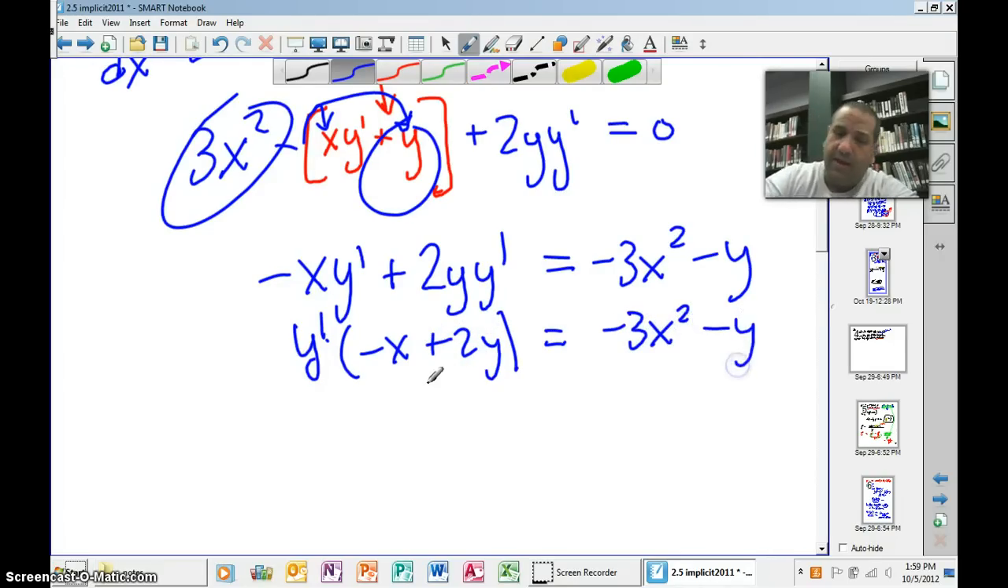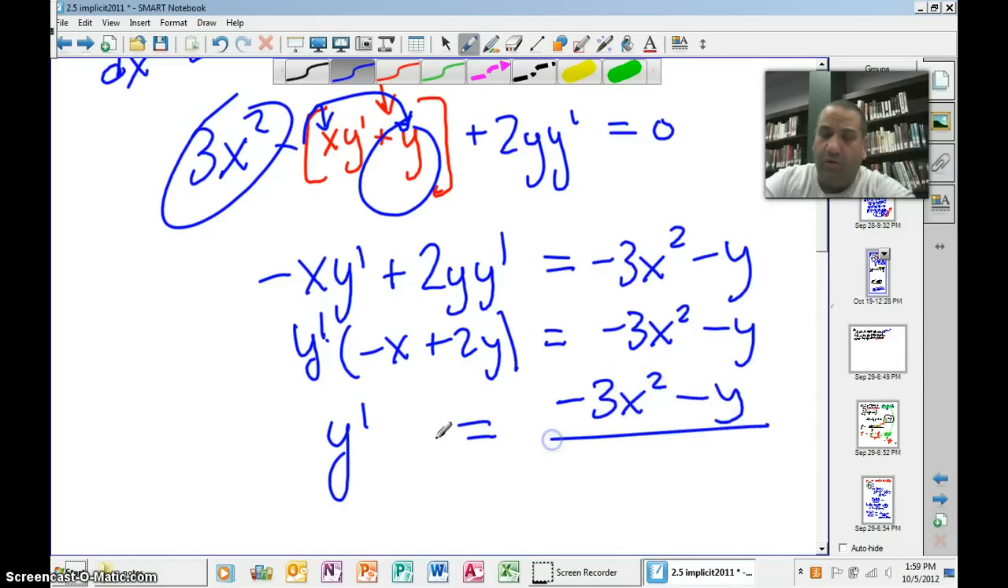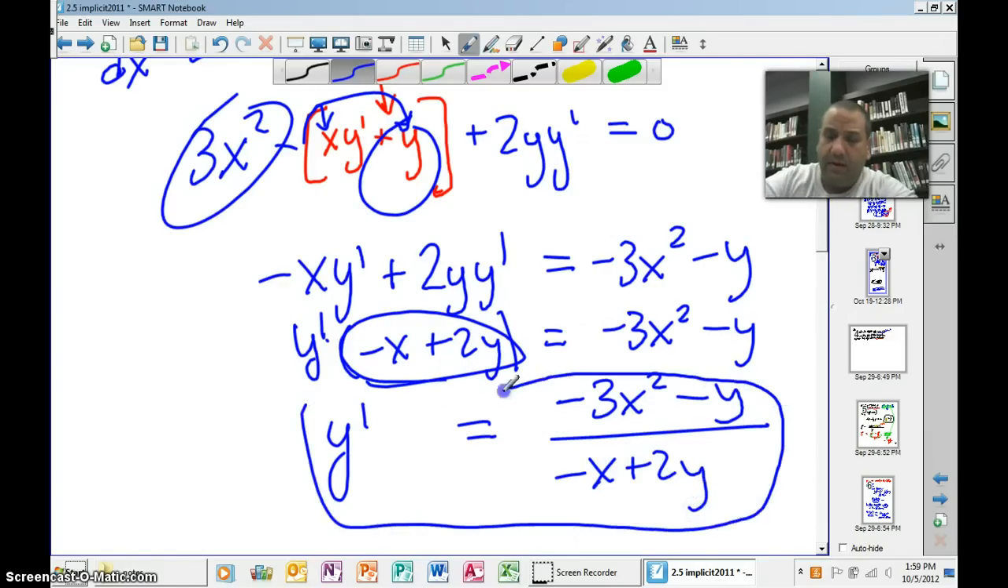Nice, nice. And now divide. So y prime equals negative 3x squared minus y all over. Divide by that. So it's going to be negative x plus 2y. Done. I might have put 2y minus x, just to keep the positive one first, but you know that doesn't matter.